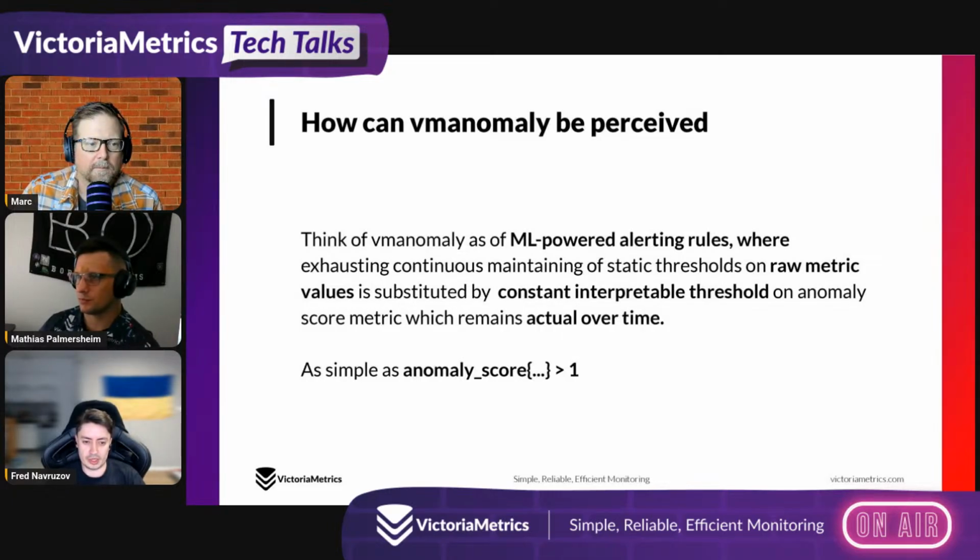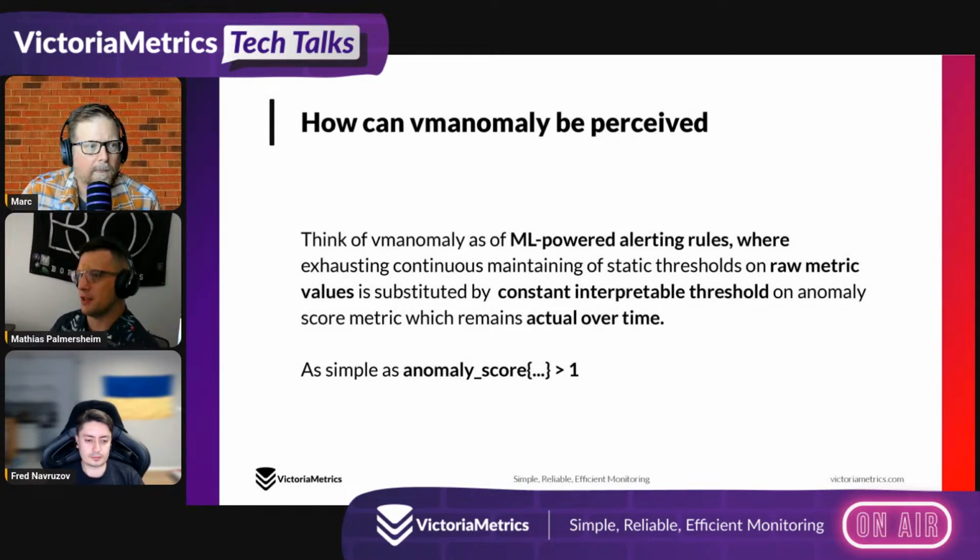Instead of this, you rely on a so-called anomaly score metric, which is produced by any model of vmanomaly and has a constant interpretable threshold. As long as the models are retrained over time, this threshold remains interpretable, the same over time, and up to date. So you can have your alerting rule expression as simple as anomaly score, maybe with some filters, greater than 1. That's what you throw in instead of your previous one, like some metric name multiplied by something greater than something for some time, which then should be reevaluated because your magnitude has changed.